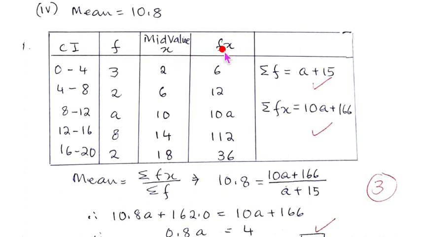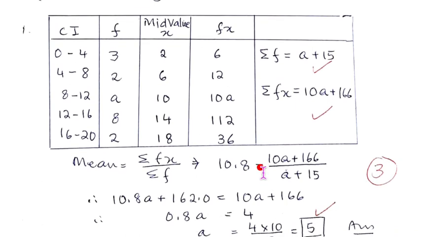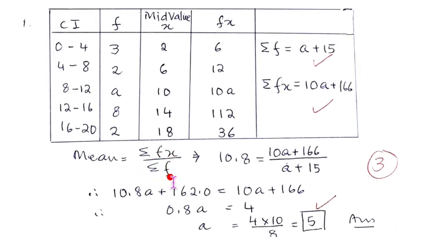We multiply f into x, that is fx, you know how to do this, and then we have to find the total of the frequencies. So sigma f will be equal to a plus 15. I have written it here, and fx, when you add it all up, you will get sigma fx as 10a plus 166. Our formula for mean, everyone by now should know what is the formula for mean. Mean is equal to sigma fx upon sigma f, and so mean, 10.8, is equal to, substitute this as this, (10a plus 166) upon sigma f, that is (a plus 15).